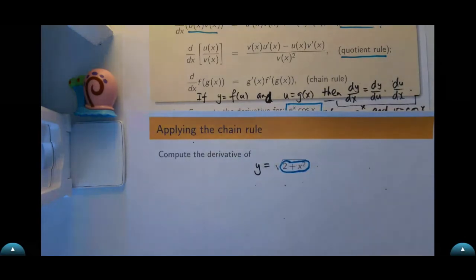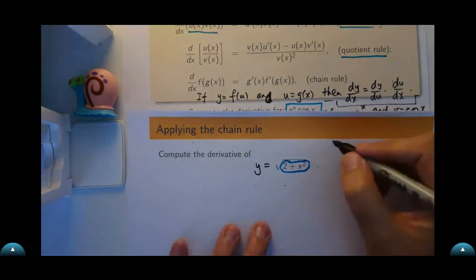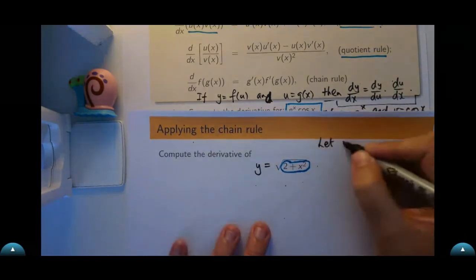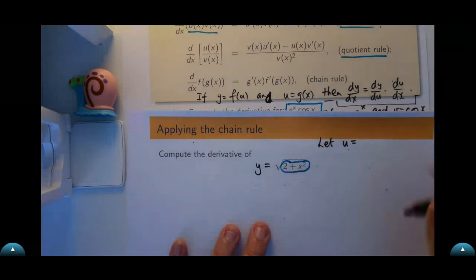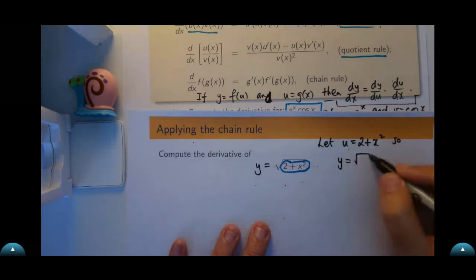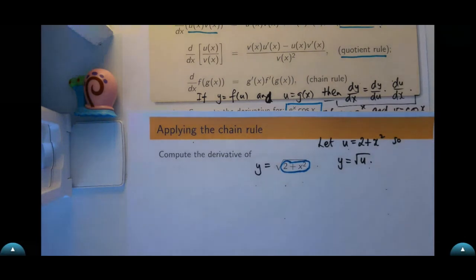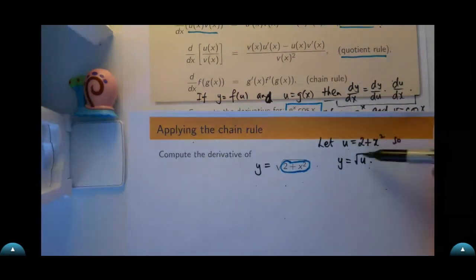Okay, so what I'll do, I'll actually solve it using this second handwritten form, because I think it's actually easier. So I'm going to let u be the inside function. So y equals the square root of that, which is just the square root of u. So I'm going to differentiate both of these parts separately and then multiply them together.